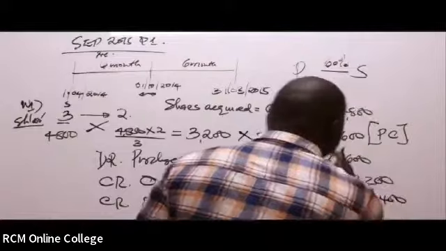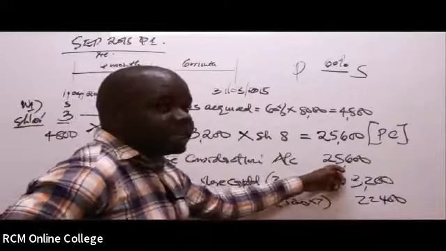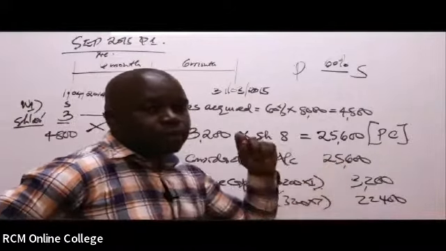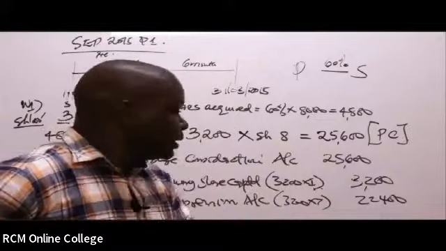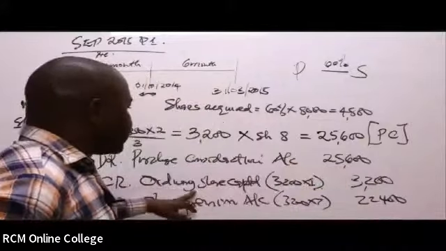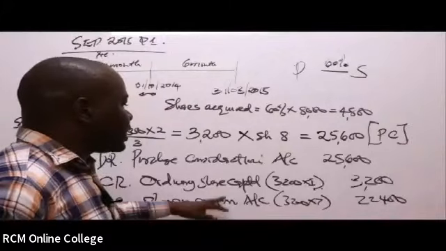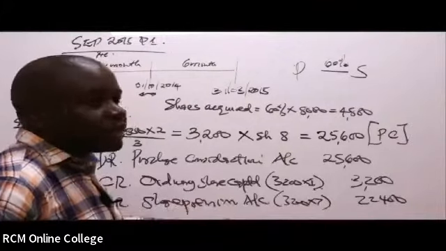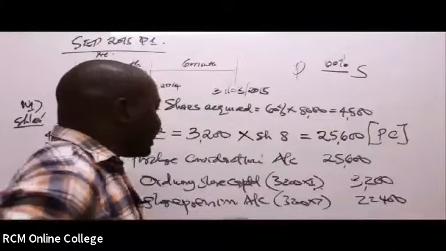And of course, if you add, it comes to 25,600,000. So this purchase consideration will help us compute the goodwill, because when computing the goodwill, you take the purchase consideration less the net assets. So we'll use this in the computation of the goodwill. These other items will be part of the equity items when we are coming up with the statement of financial position.